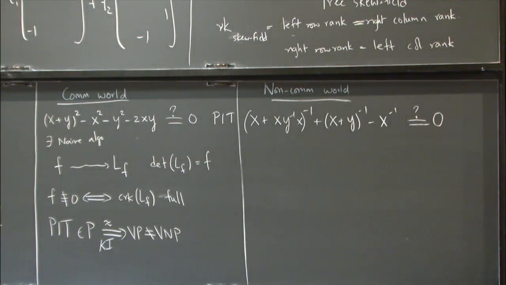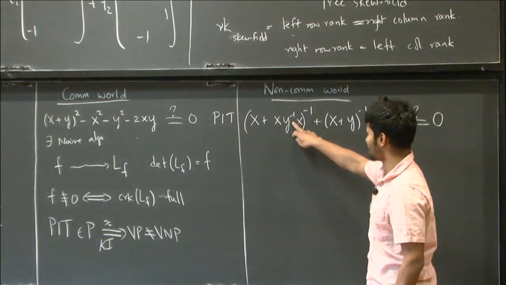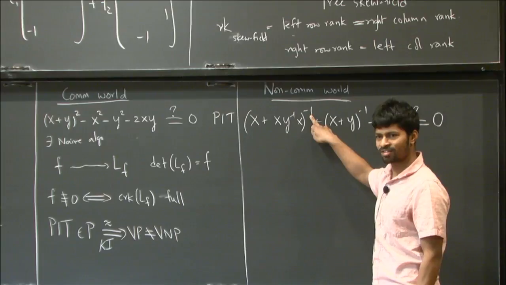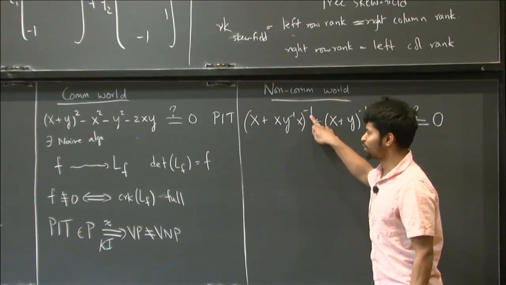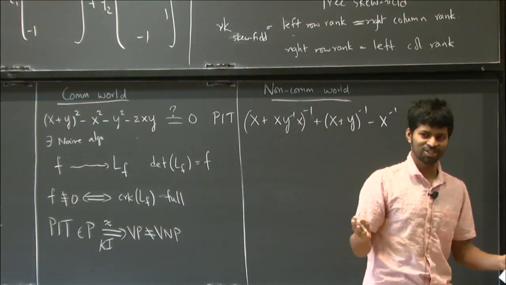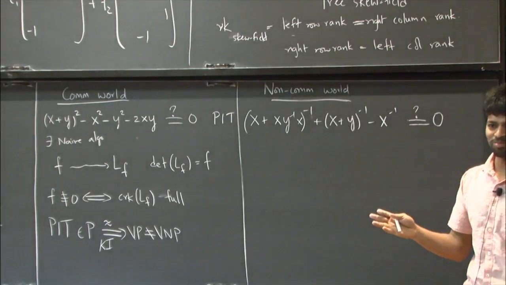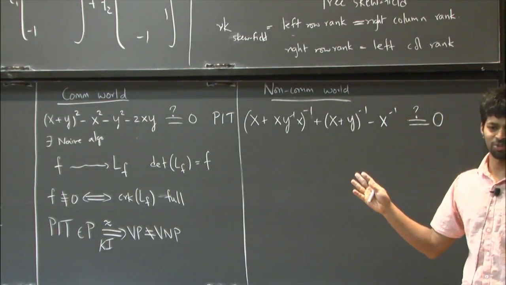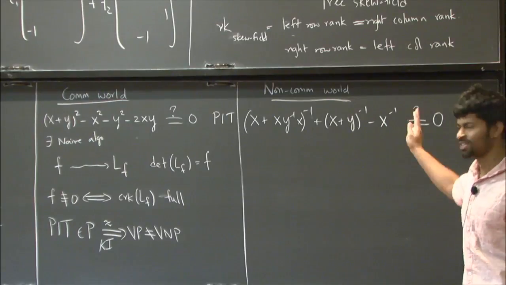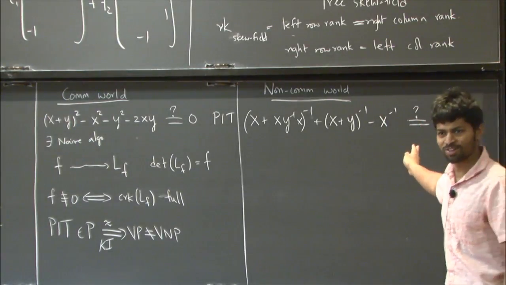Now you're inside a free skew field where x and y are the variables, and the ground field is some field. And now I ask, how do you even try this? Is there even a naive algorithm? There's kind of troublesome stuff here. Like, you have a nested inverse. In the polynomial case, you just said everything has to be some coefficient times a monomial, so we just take the coefficients of each monomial and check that they all go to 0. But in this case, it just seems like there is no naive algorithm.